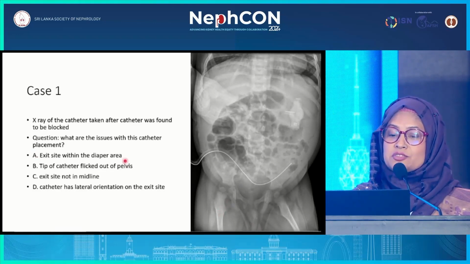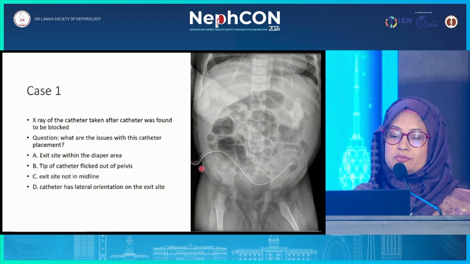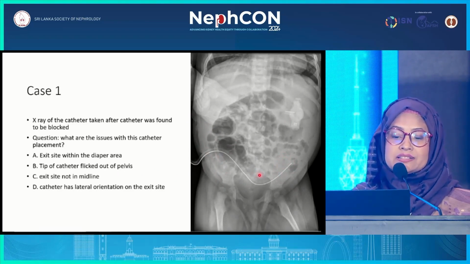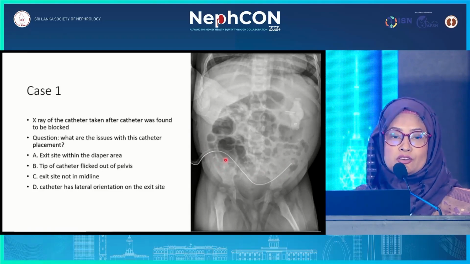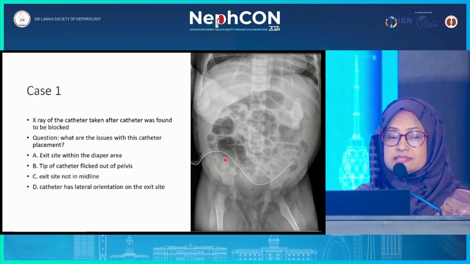The exit site is within the diaper area, you can see. The tip of the catheter is flicked out of the pelvis. The exit site is not in the midline, and the catheter has a lateral orientation at the exit site, which is the main cause of the catheter block. Any questions?